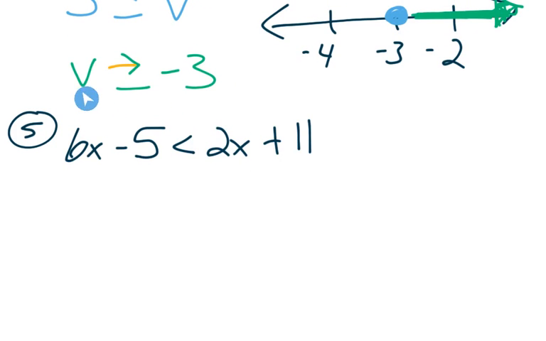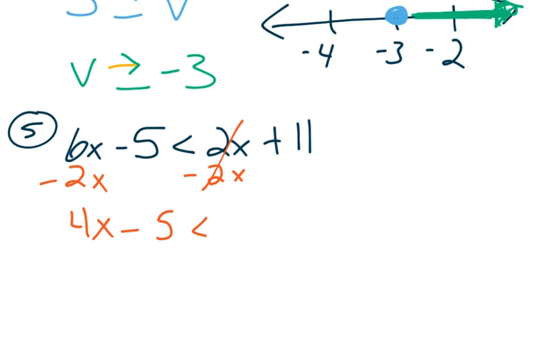Knowing what we can do with the graphing here, if the variable's on the left, then our sign and our arrow match. I think it makes sense to take this 2x over and match it with the 6x. So I'm going to subtract 2x from both sides, because that's going to put the variable on the left-hand side. So 6x minus 2x is 4x. Still have the minus 5. The 2x went away, still less than, and we have 11 over here.